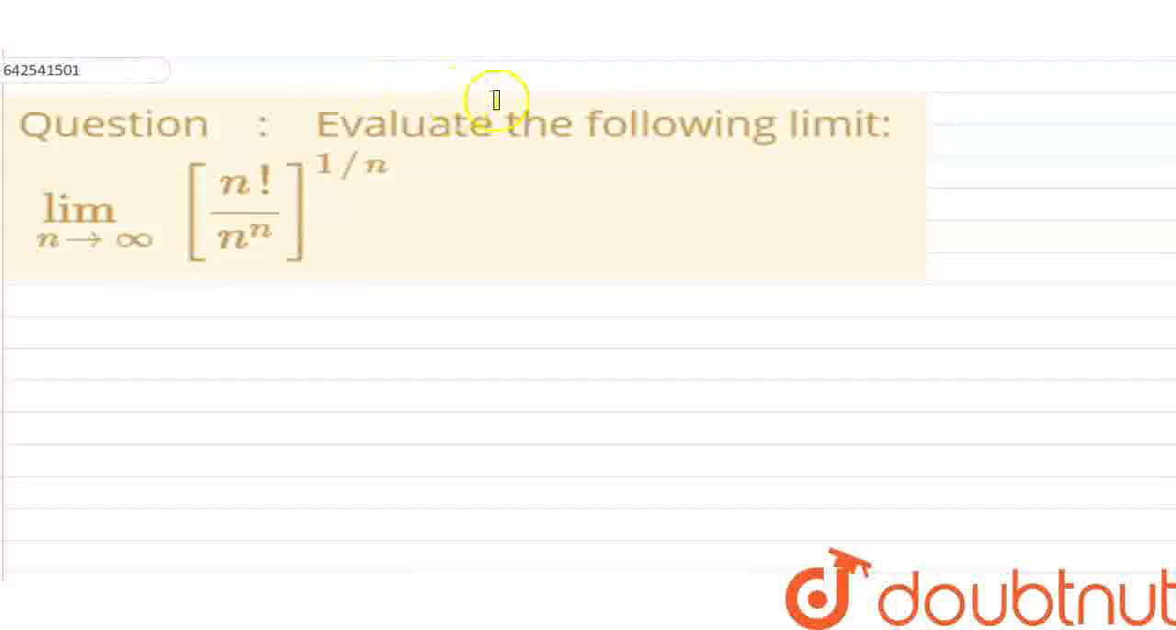Okay guys, in this question we have to evaluate the following limit: limit n tends to infinity of (n factorial divided by n to the power n) whole power 1 by n, right?